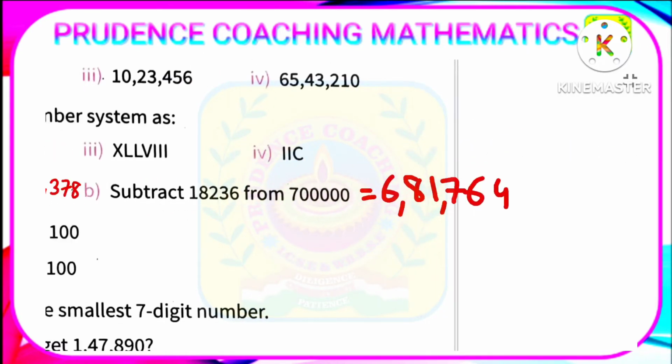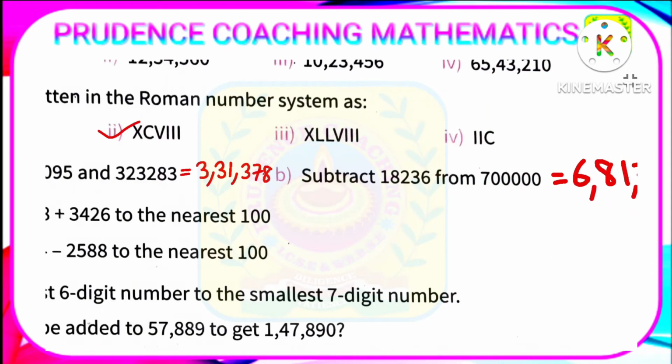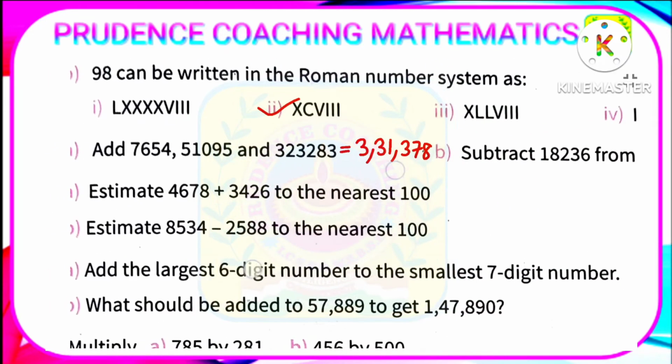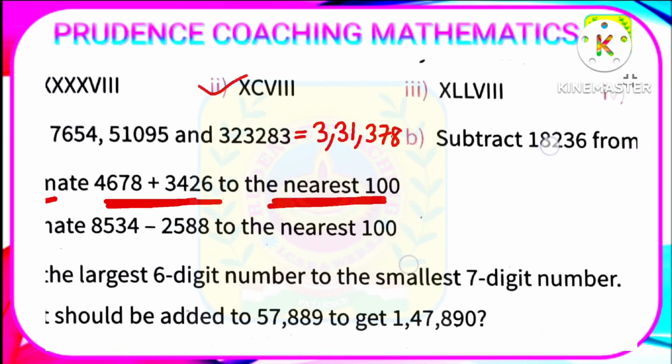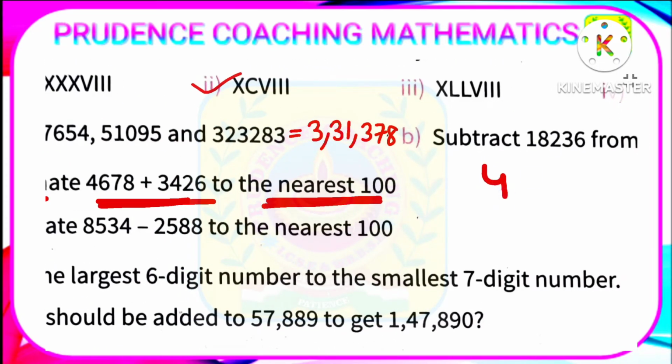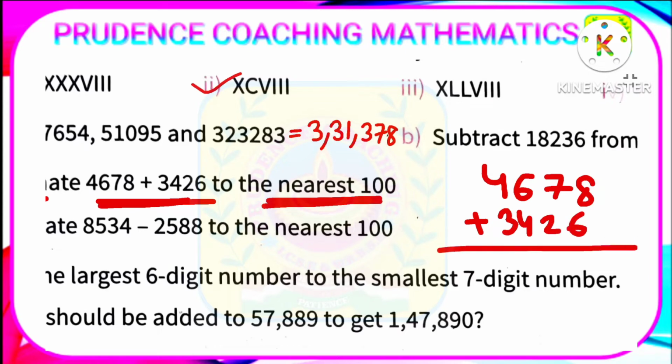So we have written the answer over here, that is 6,81,764. Next, we need to estimate this to nearest 100. So first we will add, then we need to estimate to nearest 100. So we have 4,678 plus 3,426. Let us add this.